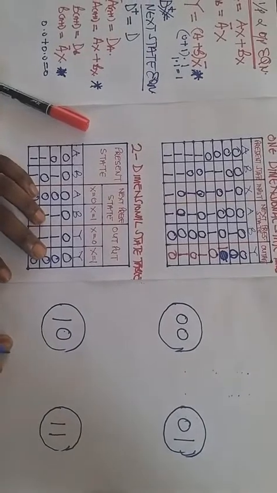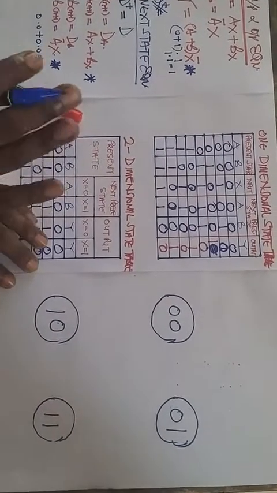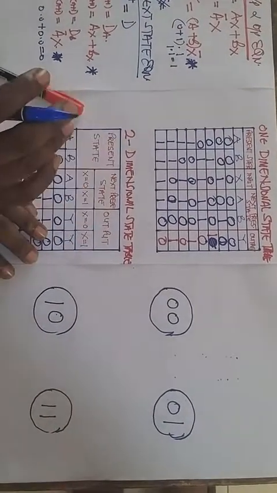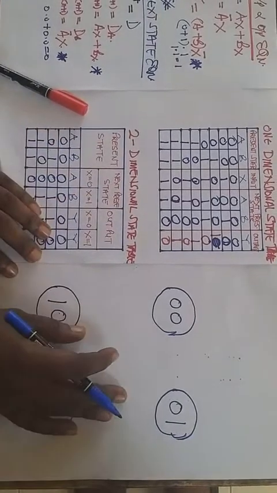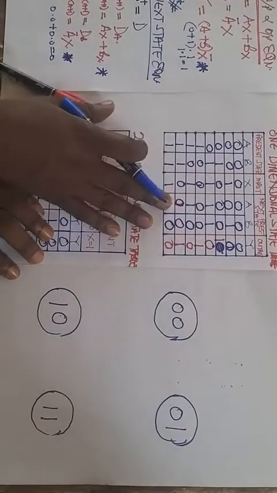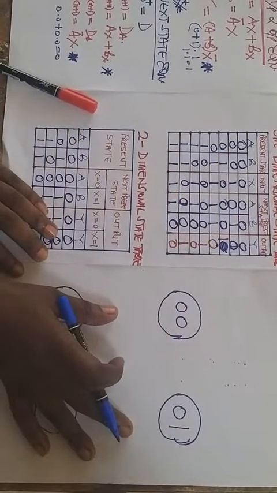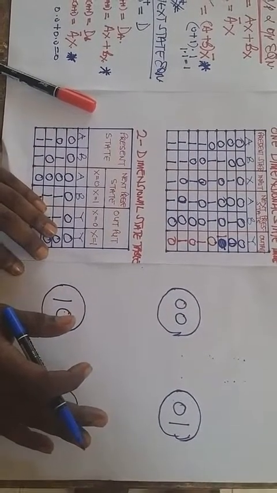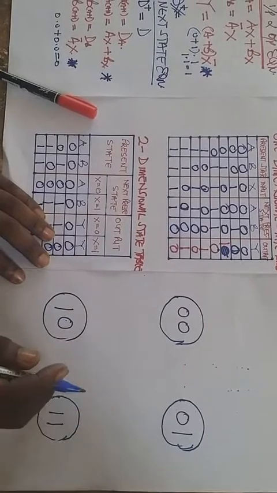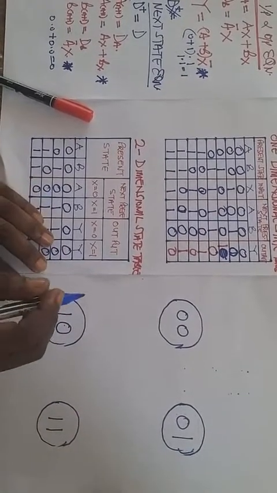Okay, so let us draw. Bear in mind, as I told you earlier on, for the state diagram, we are only transferring what we have on the state table to draw the state diagram. That is all we are doing. Okay, so let's go.